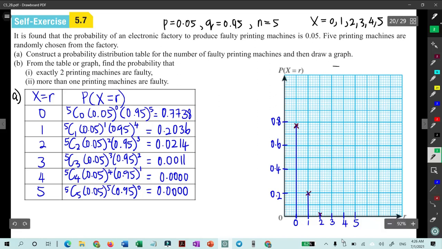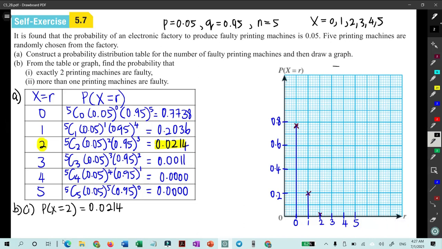Okay guys, let's move to section B. From the table or the graph, find the probability that exactly 2 printing machines are faulty. Okay, for part B1, just look for the value of x equals to 2, and the answer is 0.0214. So for B1, P(x = 2), the answer is 0.0214.